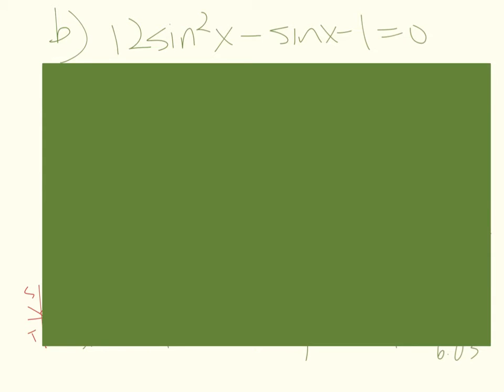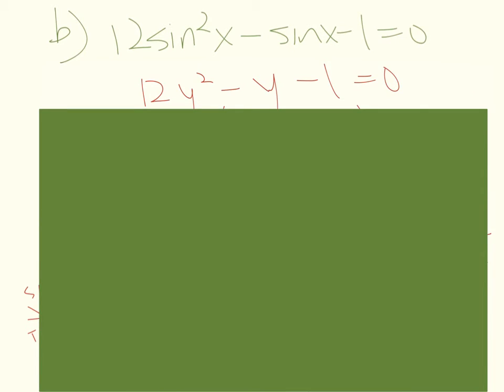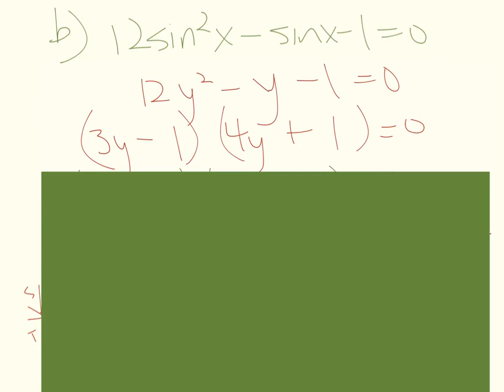In 18b, we're solving 12 sine squared x minus sine x minus 1. You'll notice that it looks kind of quadratic-like, so there's a squared term, a non-squared term, and then a constant term. So I'm going to substitute the sine x with a y. So I have 12y squared minus y minus 1, and so I can now factor that. The factors are 3y minus 1 and 4y plus 1, and then we're still equal to 0.